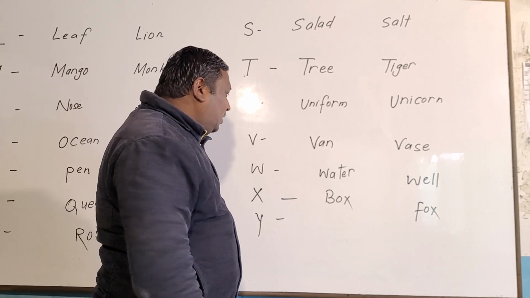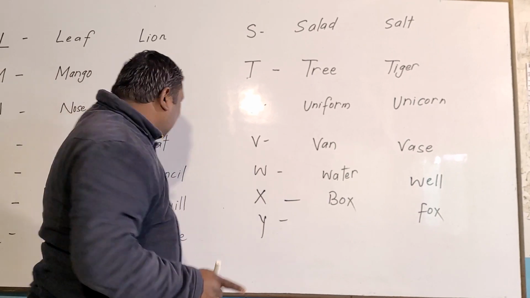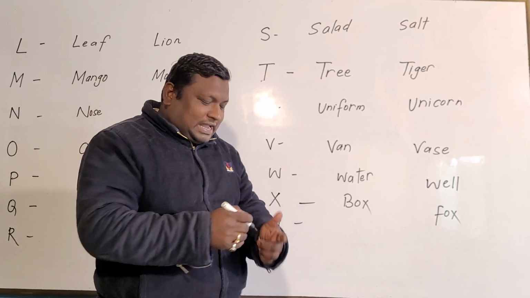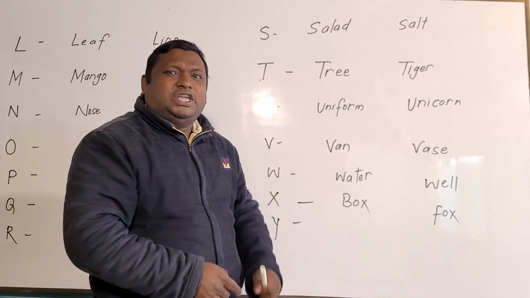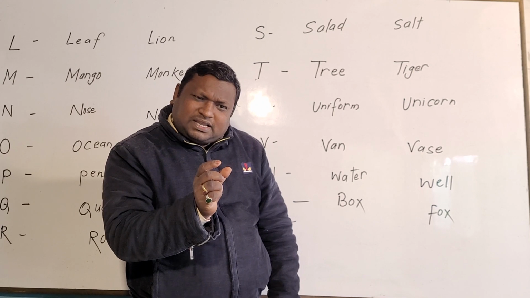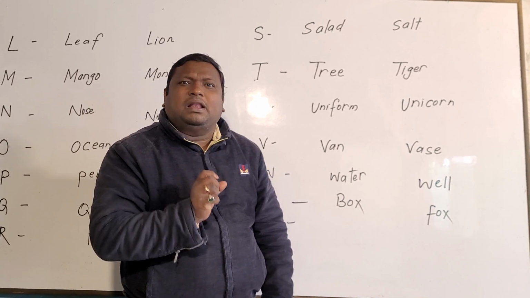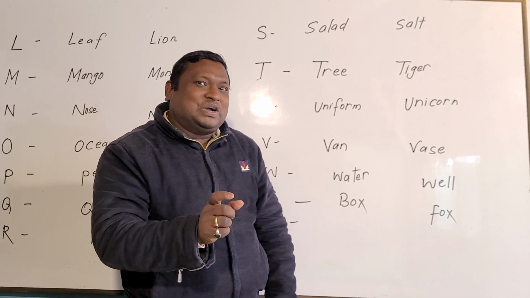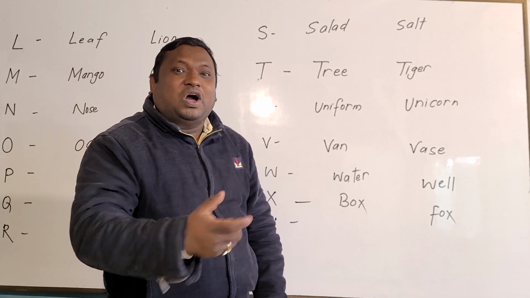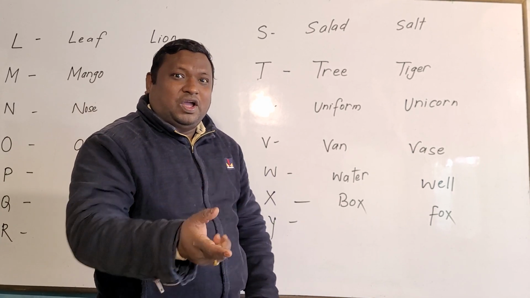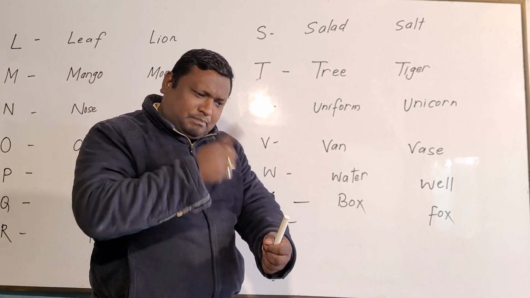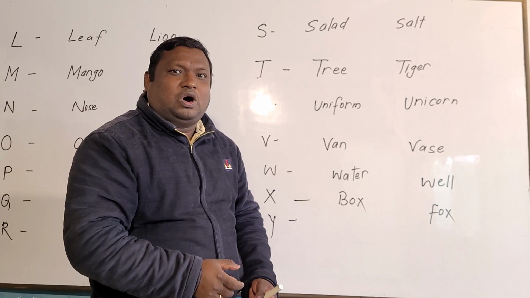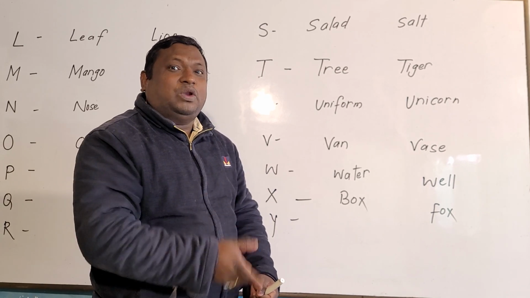Now, Y. What is Y? Have you seen an egg? I wrote on the board, E for egg. And if you break the egg, you will see there is a yellow part in the middle of the egg inside. That yellow part is called yolk. Take an egg, break the egg, you will see the yellow part inside in the middle. That is called yolk. And that is yellow in color.